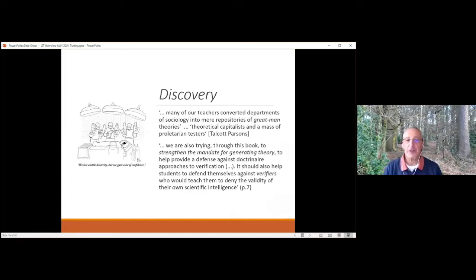Many of our teachers converted departments of sociology into mere repositories of great man theories. And they were all men, the big theorists. The main one mentioned there was Talcott Parsons, who was the founding father of social sciences in America. They called these great men theoretical capitalists, and the research students were proletarian testers, okay? So what we're trying to do in this book is to strengthen the mandate for generating theory. We're trying to say to people, you develop your own theories in your PhDs, and you shouldn't be there verifying the work of the grand theorists.